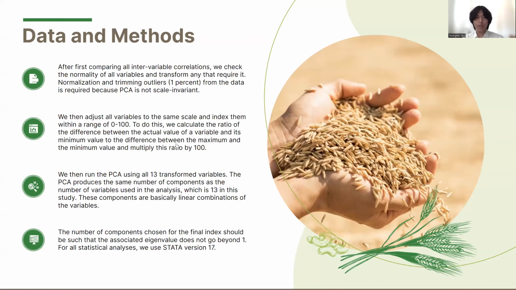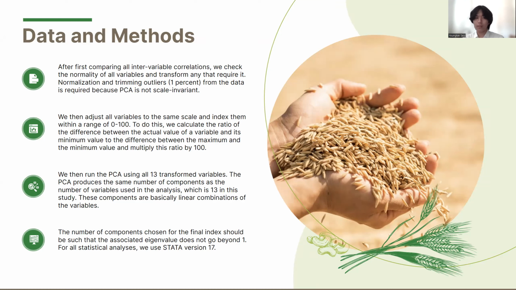So here are the steps. After first comparing all intervariable correlations, we check the normality of all variables and transform any that require it. Normalization and trimming outliers to 1% from the data is required because PCA is not scale invariant. Then we adjust all variables to the same scale and index them within a range of 0 to 100. To do this, we calculate the ratio of the difference between the actual value of the variable and its minimum value to the difference between the maximum and the minimum value, and multiply this ratio by 100.